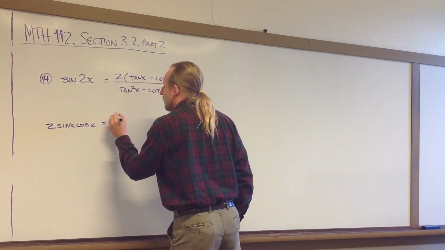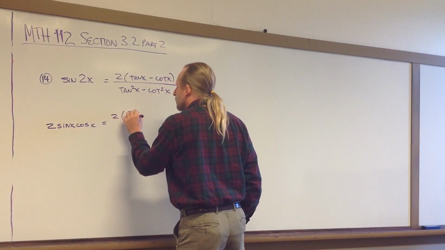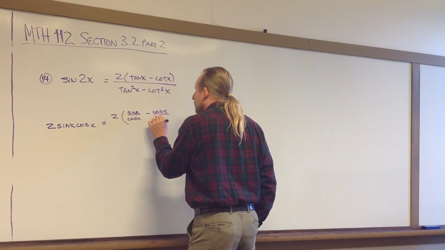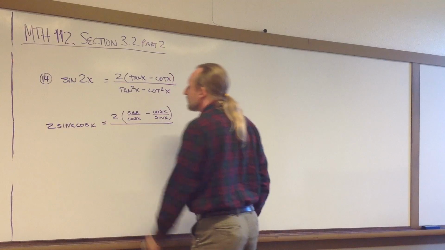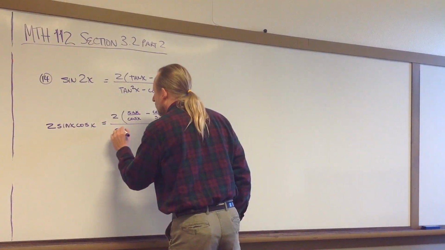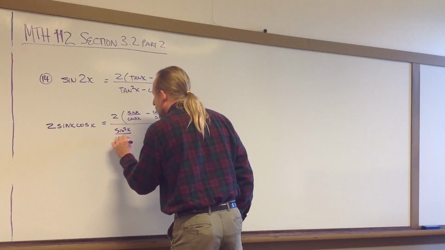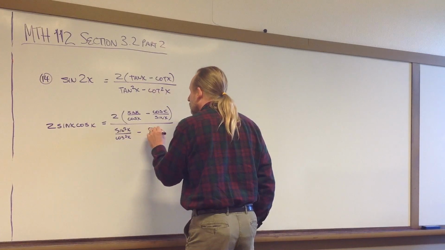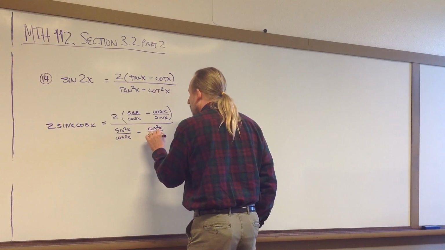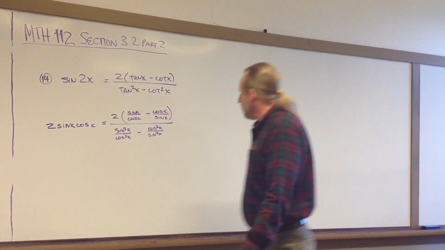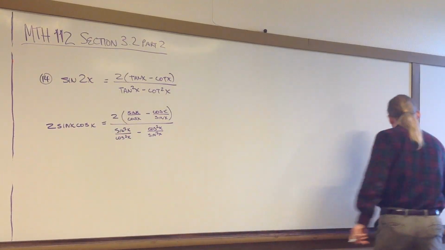So we're going to have 2, and then this will be sine x over cosine x minus cosine x over sine x. In the denominator, it'll be sine squared over cosine squared minus cosine squared over sine squared. All right, so let's see here.